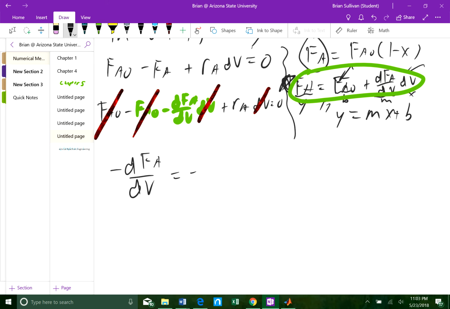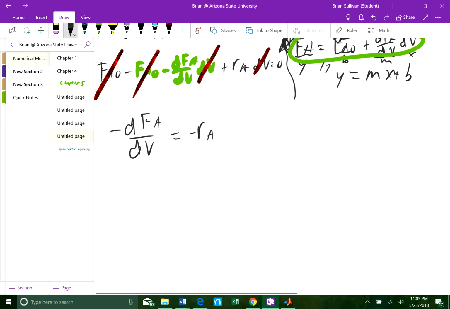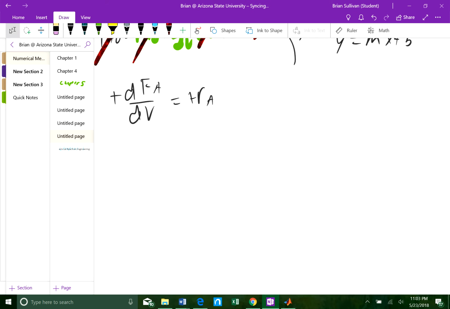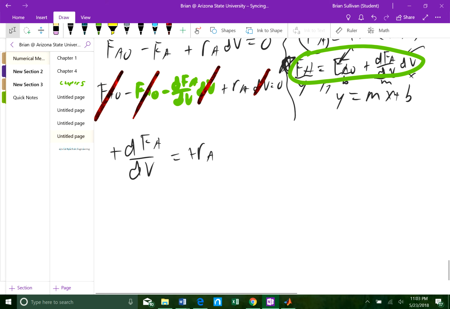Equals negative RA, just like that. So I can cancel out these signs. Okay, so we're almost there. Now, we used the incremental step theorem, so I wouldn't have discussed the conversion or definition of conversion, at least for FA, if we weren't going to use it.